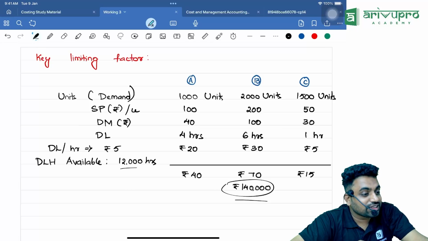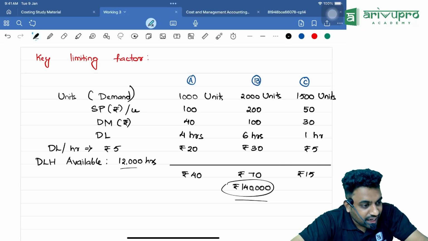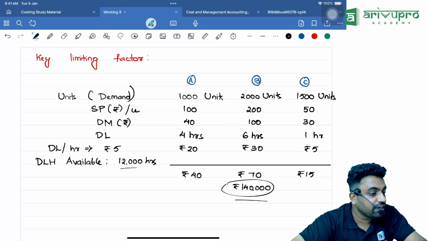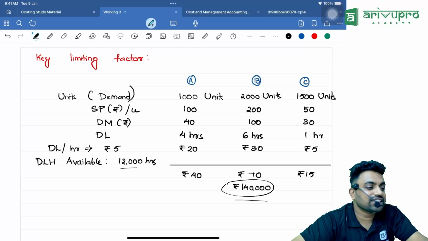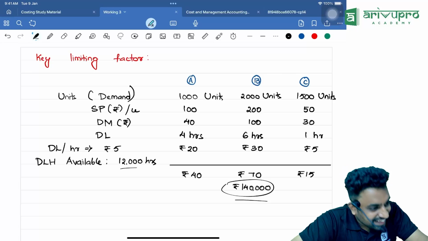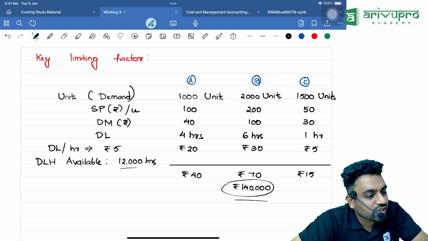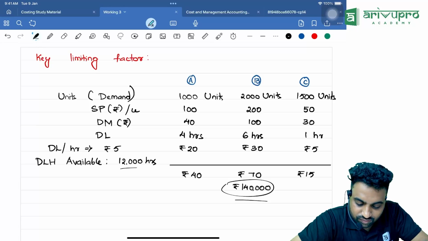On what basis you told that A, C and B or C, A and B? Doesn't matter, no sir, leave. A, C and B. On what basis you told that? The contribution you can maximize in? Getting what?